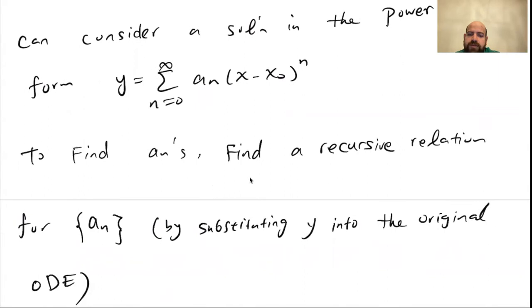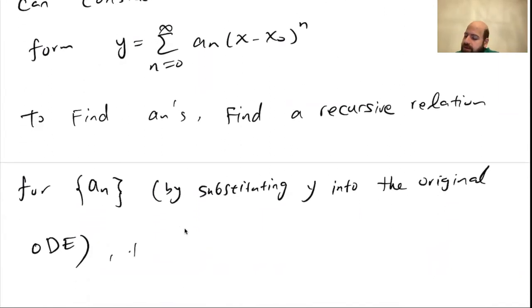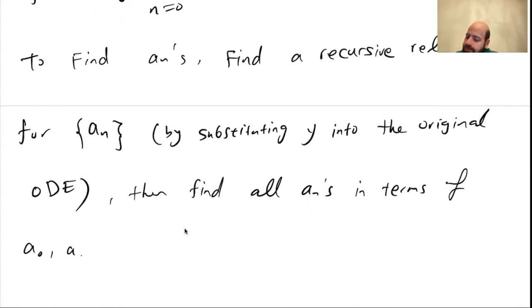And so to find a n, we find the recursive relation for a n, then find all a n in terms of a0 and a1. So we can find all the coefficients like a2, a3, a4, and every a n for n bigger than or equal to 2 in terms of a0 and a1. What about a0 and a1? We are not going to find them, because remember that we have a second order ODE here, and the general solution will include two arbitrary constants. Those two arbitrary constants in this case will be a0 and a1.